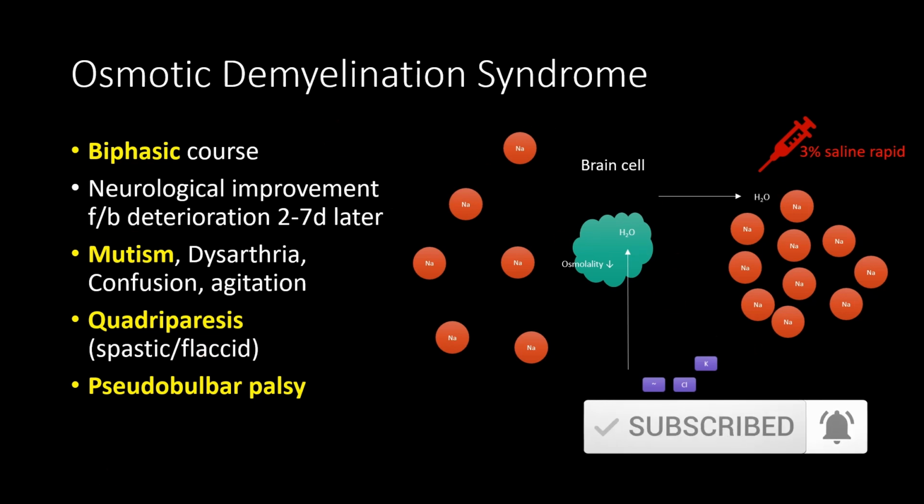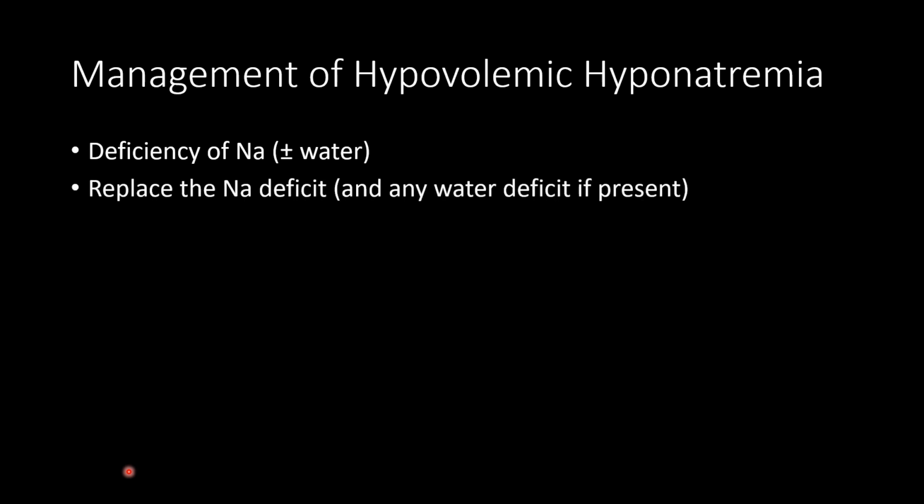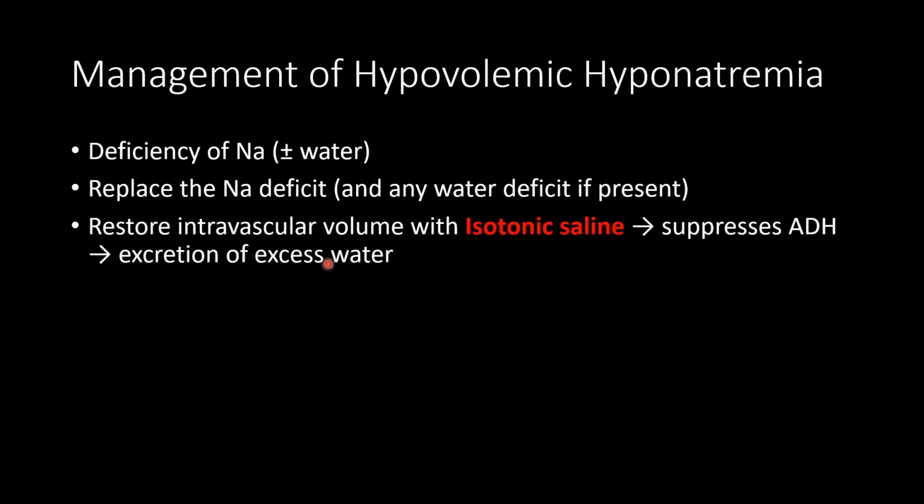Now the management of hypovolemic hyponatremia, which was primarily due to increased loss of body water. So what is there? Deficiency of sodium plus or minus water. What will be its management? We have to replace the sodium deficit, because the primary problem was deficiency of sodium, and if any water deficit is present, we have to replace that also. So we have to restore the intravascular volume with isotonic saline or normal saline, which will suppress the ADH secretion and lead to excretion of the excess water, which will lead to the correction of hyponatremia.